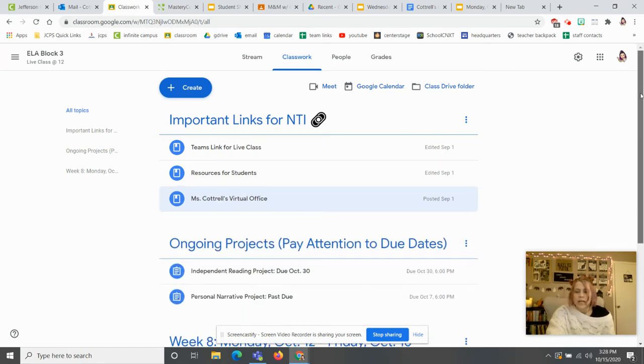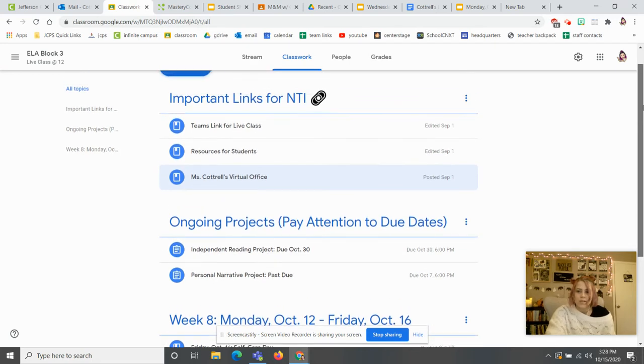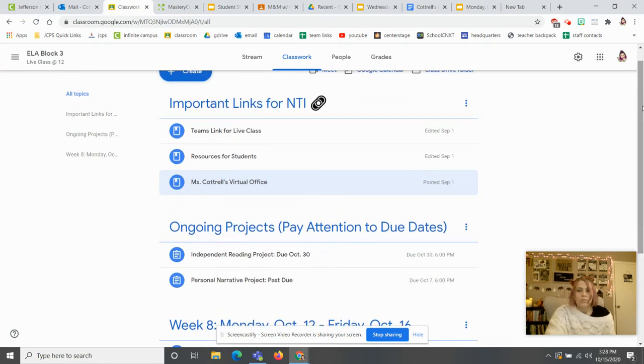So the first thing I want to say is I want to quickly review expectations for absences. If you are absent, or if you know you're going to be absent, you have to send me an email and let me know, because you are missing really important information. And it will be very difficult, if not impossible, to complete the independent work. The independent work goes with the live classes, so you can't have one or the other. This is the NTI model that has been created for us by the district. So if you're going to be absent, please send me an email and let me know.